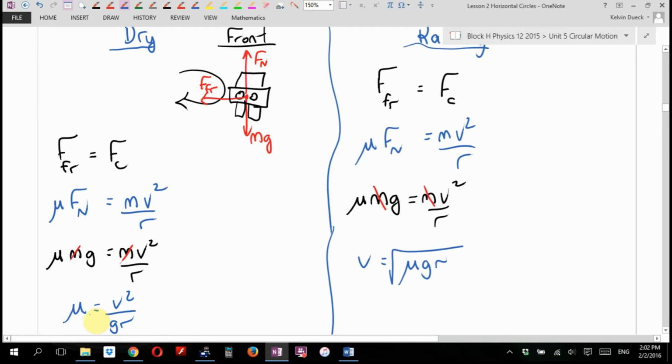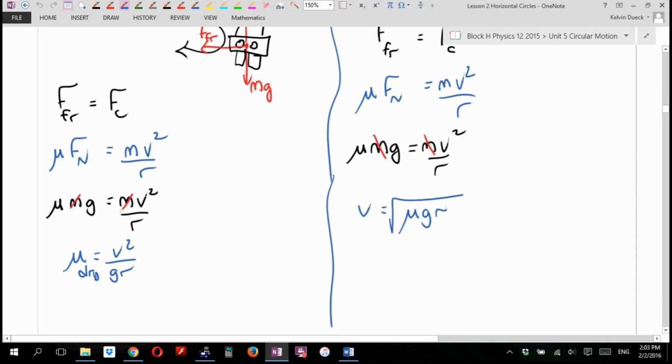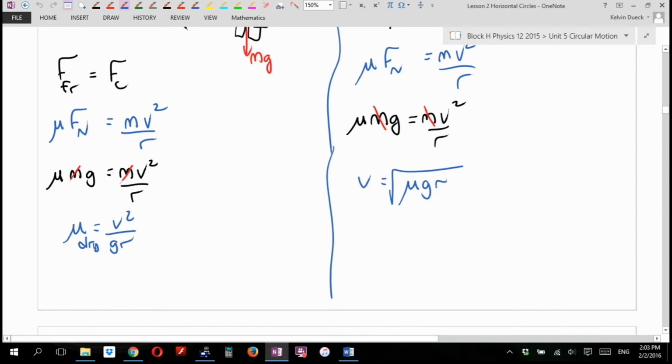Now, this is mu dry. How can I make that mu raining? You know what? Again, because I'm for some reason in an algebraic mood, I'm just going to say mu rain is going to be v squared over 2gr.